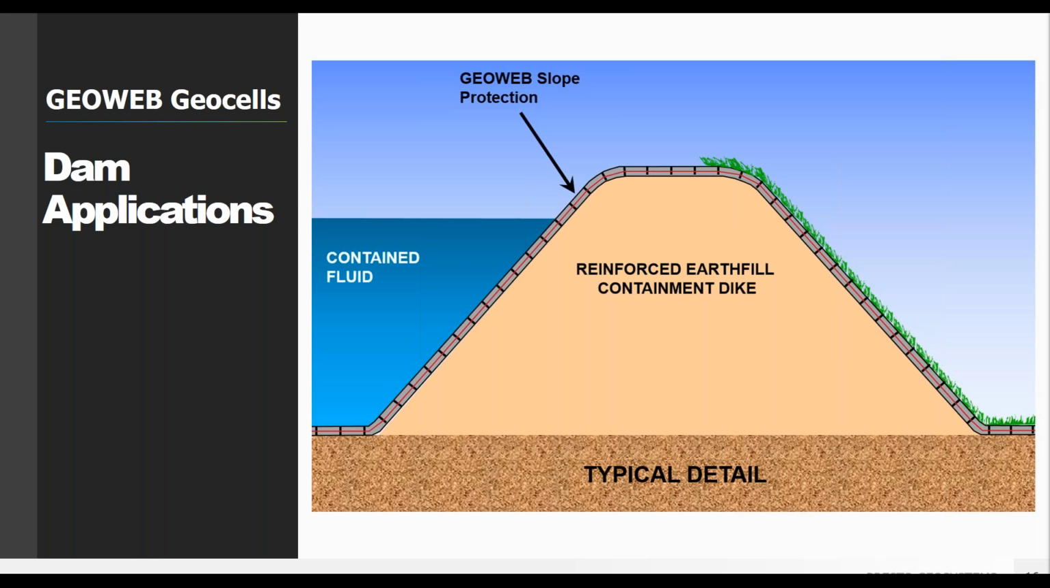So on the wet side, we could have the GeoWeb armoring, and that's typically going to have an aggregate or even concrete infill. And which one you would choose is going to be a little project dependent. It's going to depend on things like your wave action, drawdown rates, anything like that you have. There's a lot of forces acting on the upstream side of a dike or a dam.